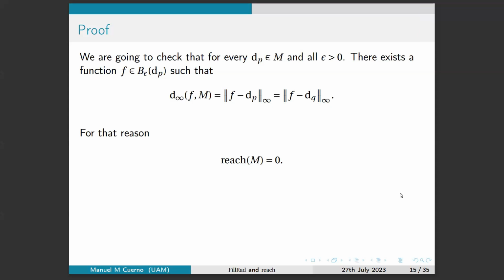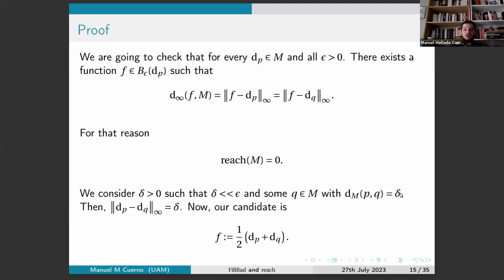Okay. Firstly, we consider a delta greater than 0, such that delta is less than epsilon, and some Q in M with the property that the distance in M from P to Q is equal to delta. Then, as we are in the isometric copy of M, the distance between d_P and d_Q will be delta. So our candidate function F will be 1/2 (distance through P plus distance through Q).